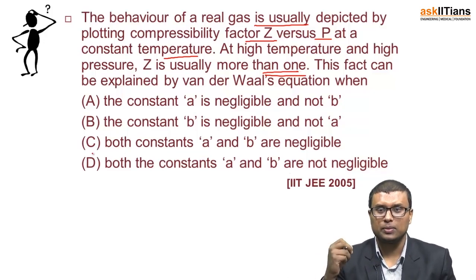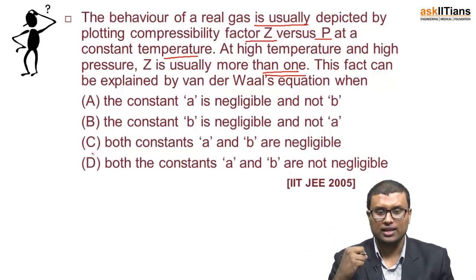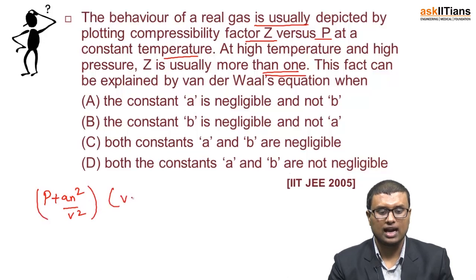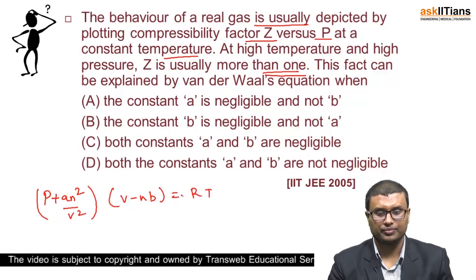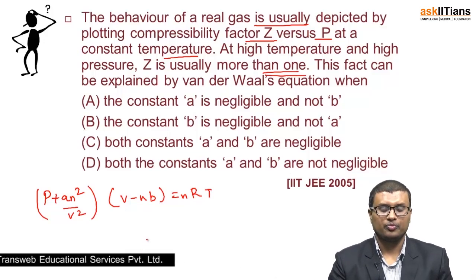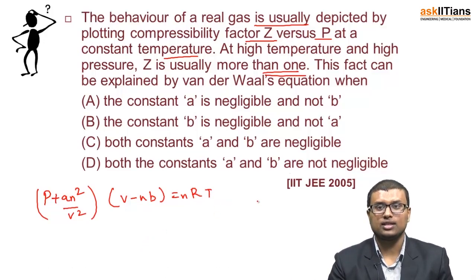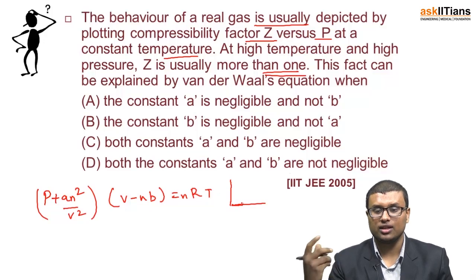In any similar question, you have to first understand the concept and get back to the basics. The van der Waals equation gives you an idea about what is exactly happening, since the ideal gas equation is nRT. Now we know that at higher pressures, Z value is greater than 1.